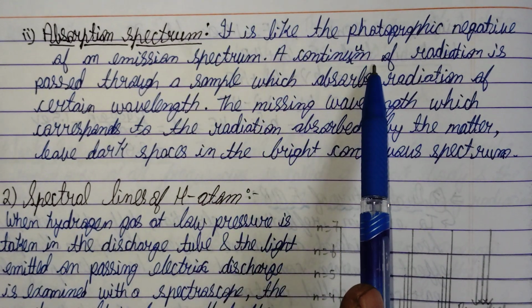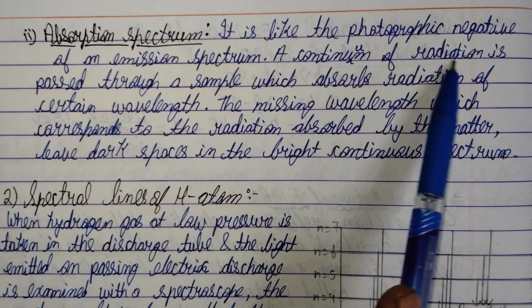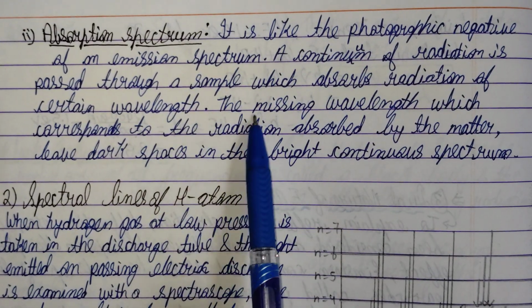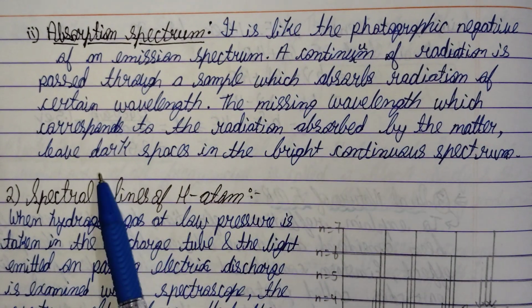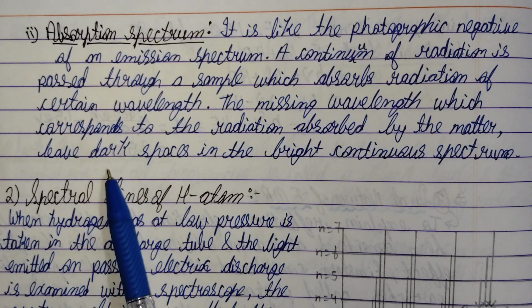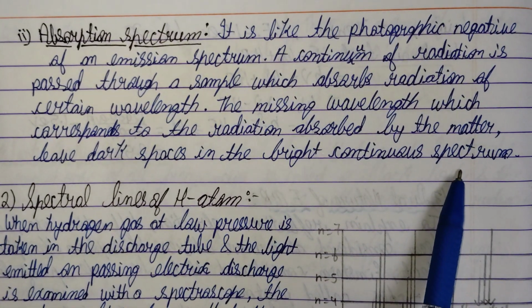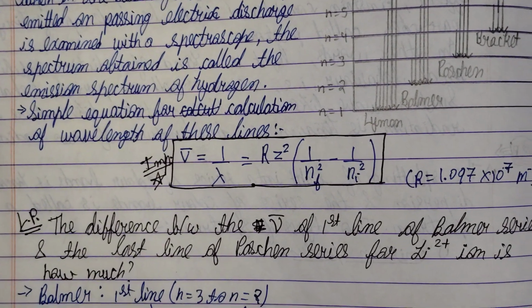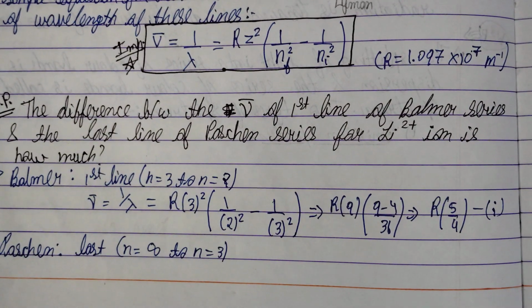A continuum of radiation passes through a sample which absorbs radiation of certain wavelengths. The missing wavelengths, which correspond to the radiation absorbed by the matter, leave dark spaces in the bright continuous spectrum. This is the notes summary. There is the numerical important problem.